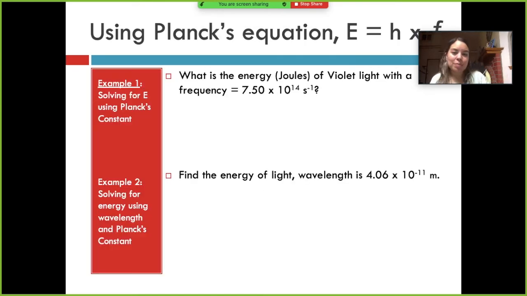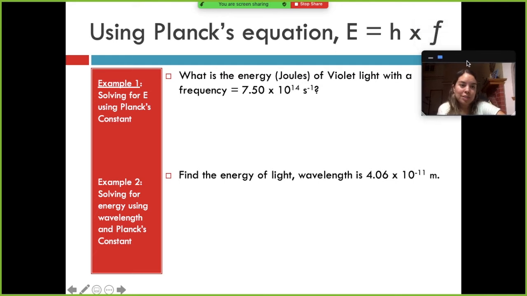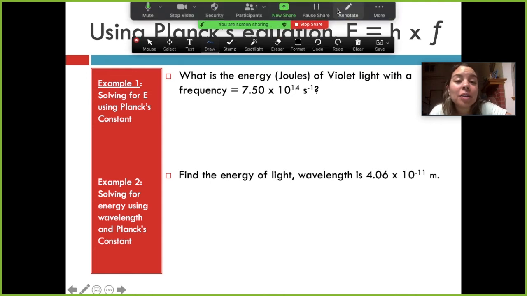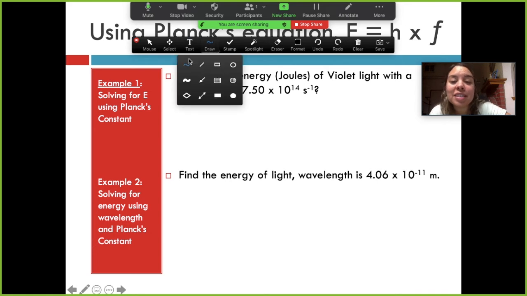Sometimes you're going to see examples like this. Example number 1: What is the energy of violet light with a frequency of 7.5 times 10 to the 14th s minus 1? That means cycles per second. You're going to be using Planck's equation, which is E equals h times f. The only thing here is h. h is always going to equal the exact same thing.